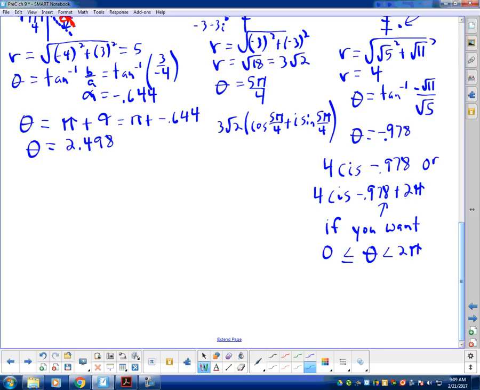So if you want theta between 0 and 2 pi, you just add 2 pi to your negative 0.978, and you end up with 4 cis 5.306. Remember, 2 pi is 6.28 approximately. So 5.306 is an angle between 0 and 2 pi. So you might find that as you're looking at solutions that I will put the positive angle between 0 and 2 pi in there. But both are correct. All right, so that's changing to polar form.